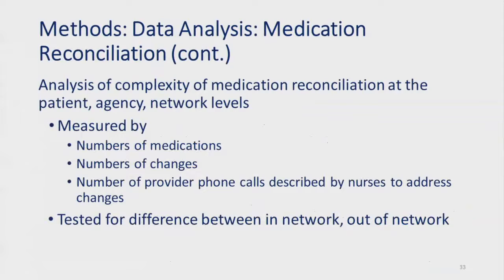And then we analyzed the complexity of the medication reconciliation at the patient agency and network levels. We measured this by the number of medications, the number of changes in the medications from stage 1 to stage 2, and the number of provider phone calls that the nurses described to address these changes. And then we tested for the difference between in-network and out-of-network observations to see whether interoperability made a difference.